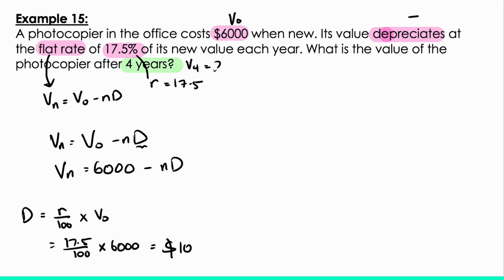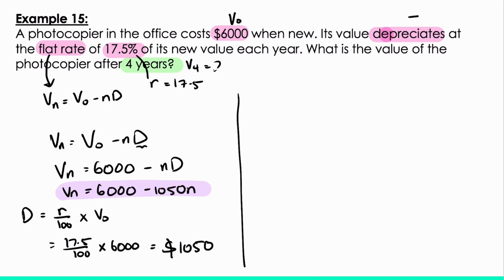That's 1,050. Okay, so my final rule is going to be 6,000 minus 1,050 N. So this is the rule that I'm going to use. The question is asking me for V4. I'm going to substitute 4 into the equation to be able to find out what that value will be. That's going to be 1,800.